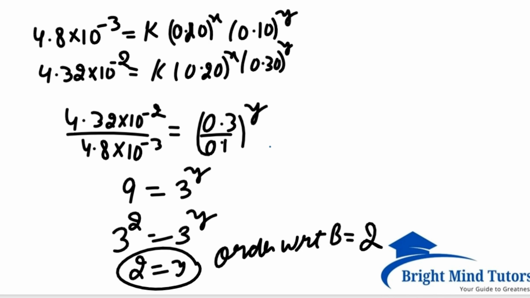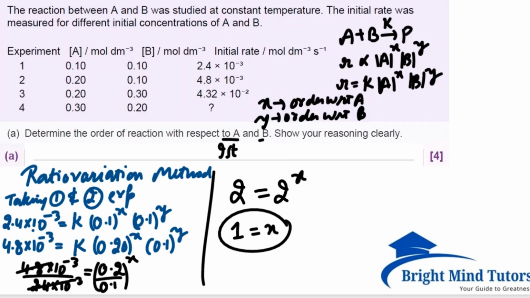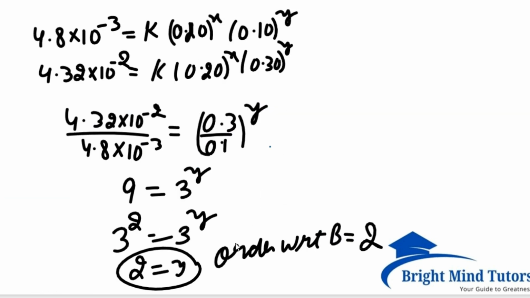So in total it was a 4-marker question. If you first solve for the order with respect to A, with the complete explanation of the changes that we are seeing here, you will get 2 marks for this. Similarly, for B, you solve it in this particular manner, and you will get another 2 marks. Total 4 marks you will get.